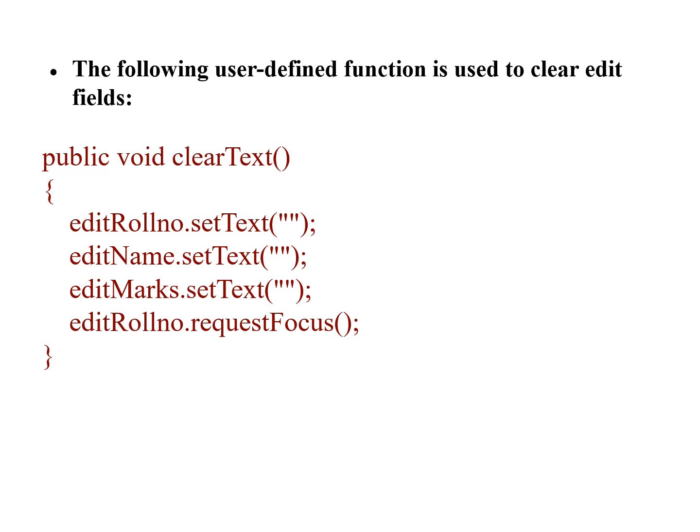The clearText method is a user-defined method for clearing all the text boxes after performing an insertion operation or any other operation. Using clearText, you can clear all the edit text boxes.